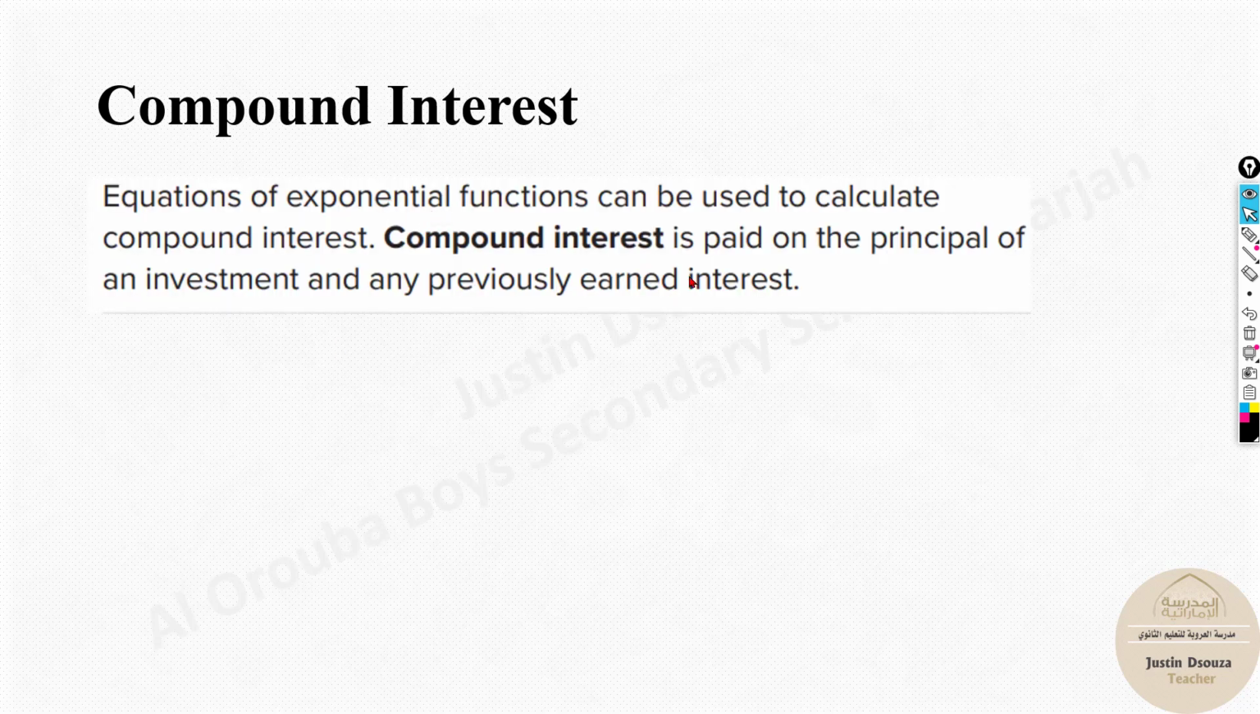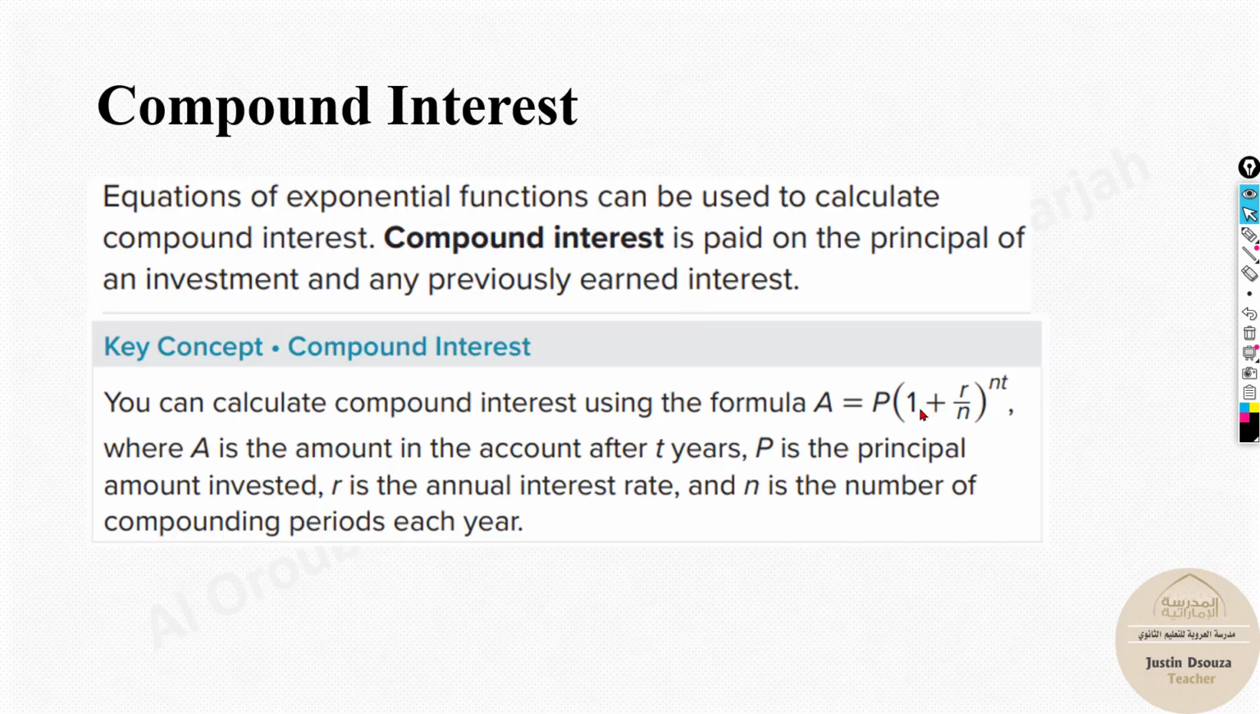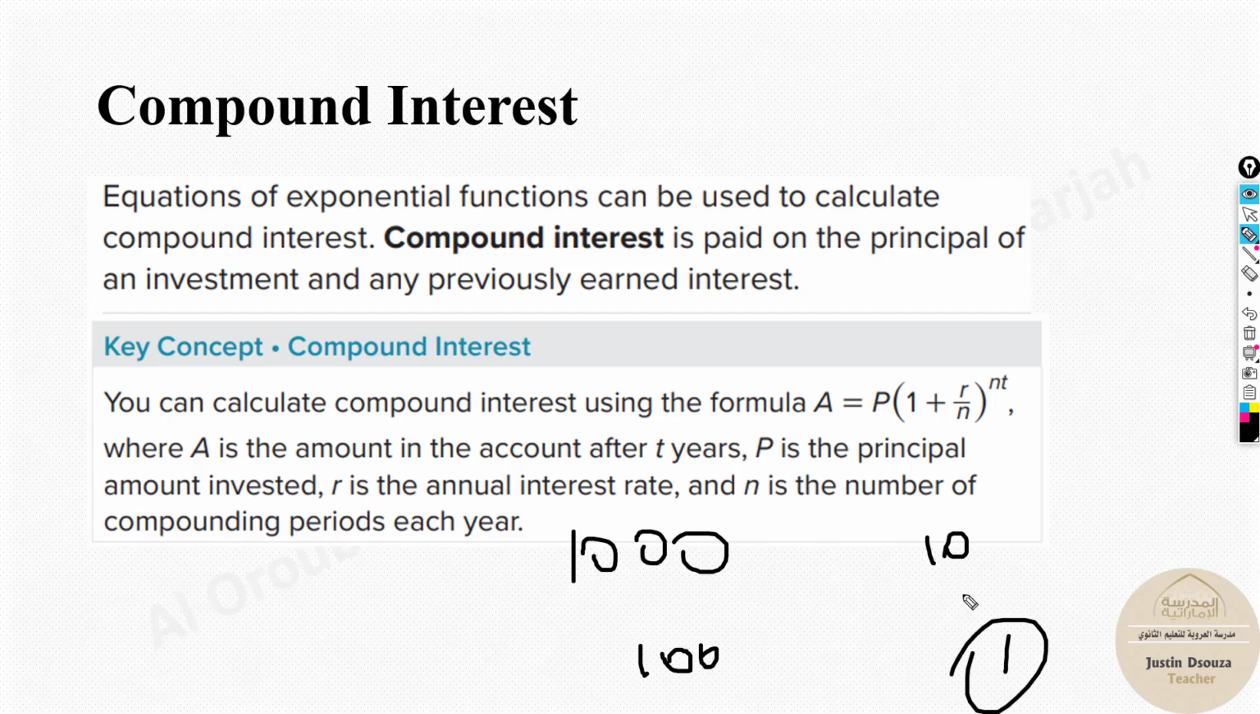Now, compound interest is basically given over here. So imagine you invest some money in a bank. They will give you a certain interest. Now imagine you invested 1000 dirhams. For simplicity's sake, let's imagine 1000 dirhams was invested. Now if they tell you they'll give you an interest of 10%, you will get 100 dirhams after 1 year. But the better investment would be compound interest.